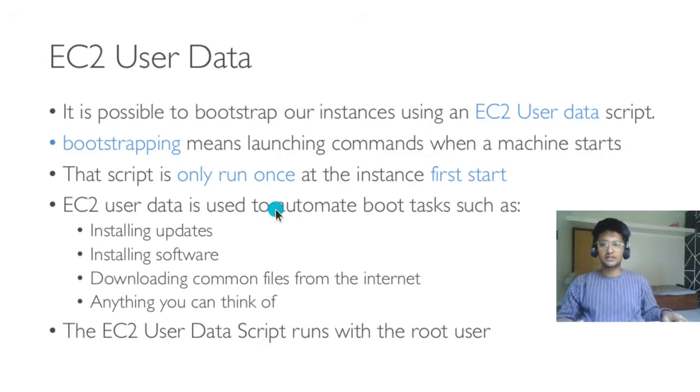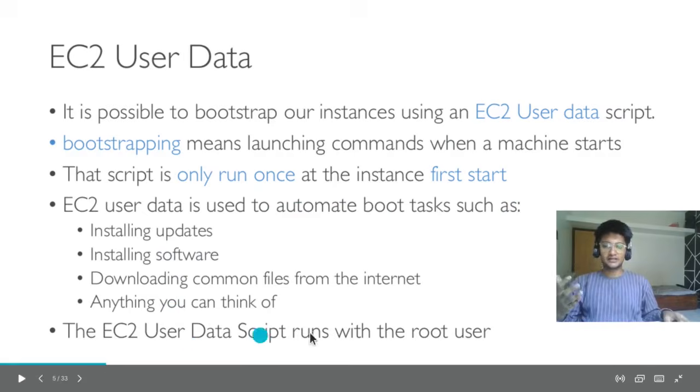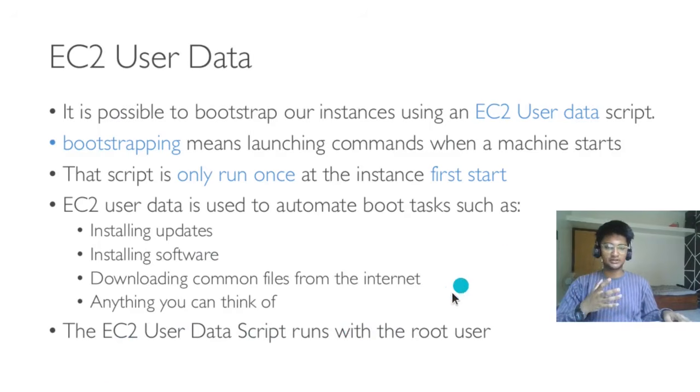So user data is used to automate boot tasks such as installing updates, installing software, downloading common files from the internet, and anything that you can think of. Anything that you can write in your scripts can be done using EC2 user data. And user data runs with the root user. So in Linux, you have root and other users, and it runs on the root user.